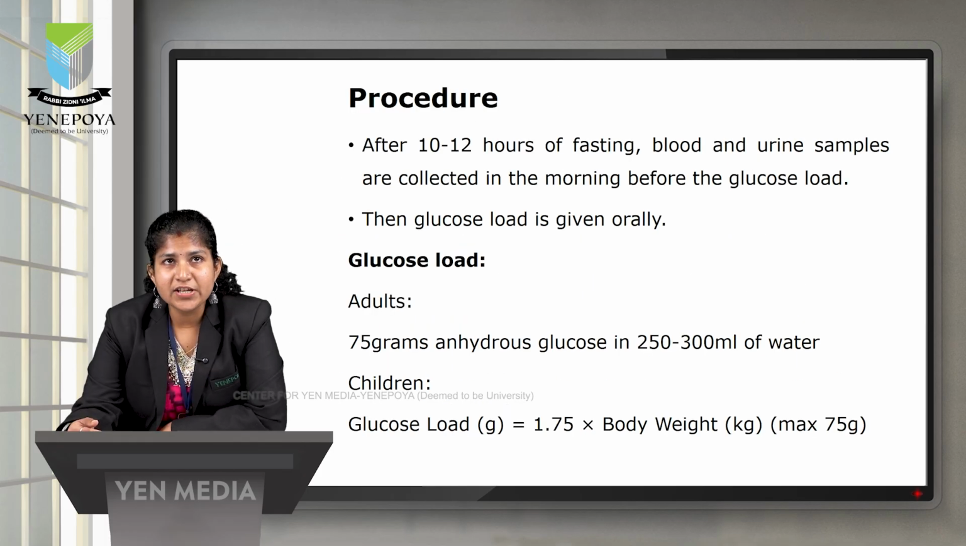Next we will see the procedure. Here, when the patient comes after fasting for 10 to 12 hours, a fasting blood and urine sample is collected. After the collection of the blood and urine sample, the glucose load is given.